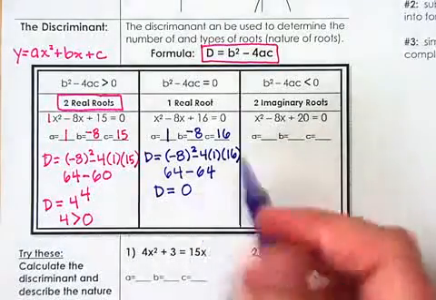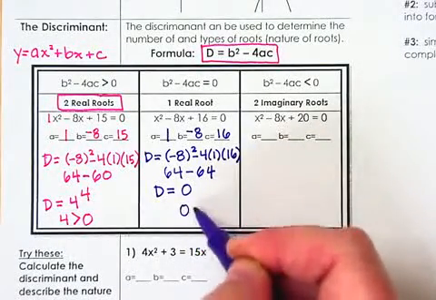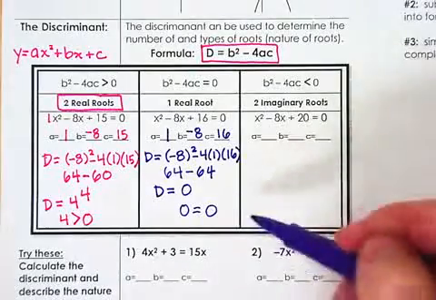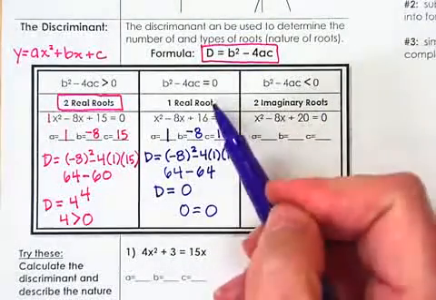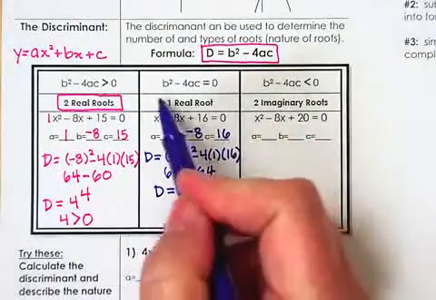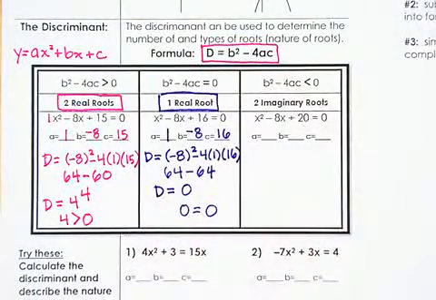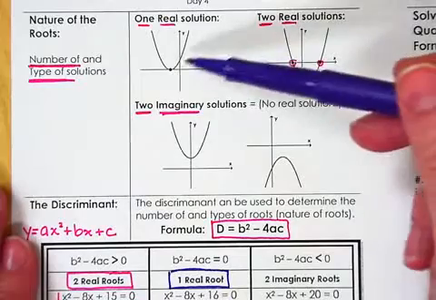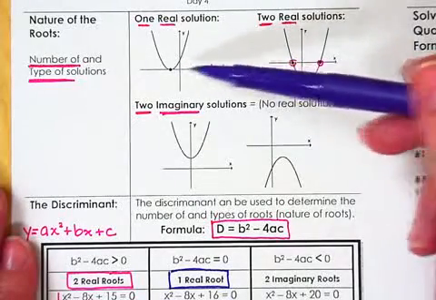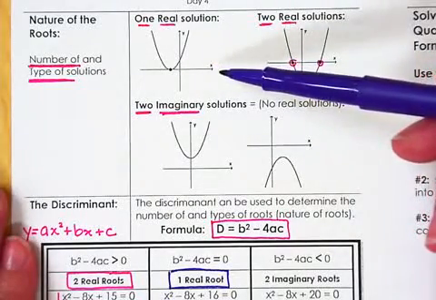In this particular case, the discriminant equals 0. So when the discriminant equals 0, then I know that there is exactly one real root. And what that means, if I go back up here, is that the vertex is on the x-axis. I don't know where it is exactly, but I know it's going to be on the x-axis.